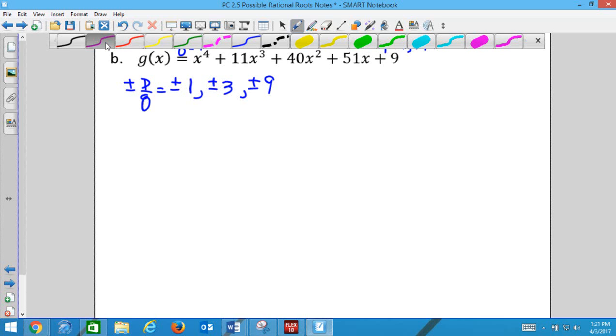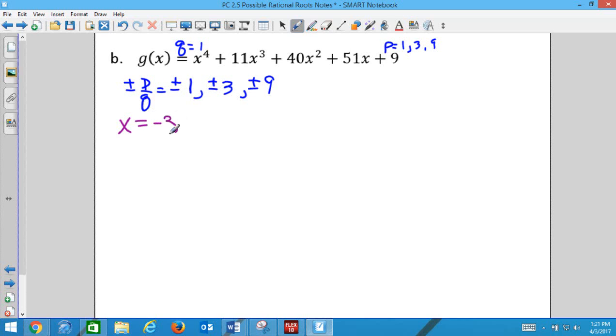All right, so what did we just have? We had x equals -3. So that factor is x plus 3. So can I use synthetic division? So we're going to do -3 for synthetic division.